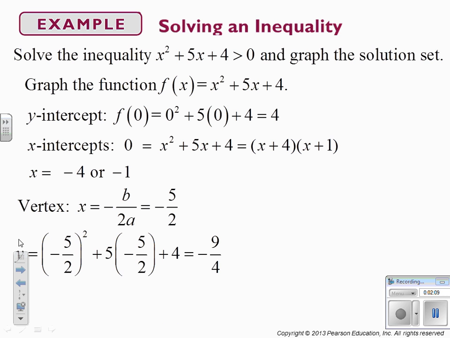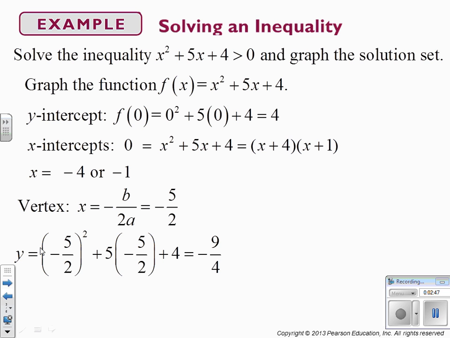vertex too. So if we use our vertex formula, which we use the heck out of in 3.3, our vertex is at -b over 2a. In this case, b is 5, a is 1. So -5 over 2 times 1 is -5/2. And then the y-coordinate for the vertex is what we get when we plug in -5/2 to x squared plus 5x plus 4. So we do the math on that and we get -9/4.